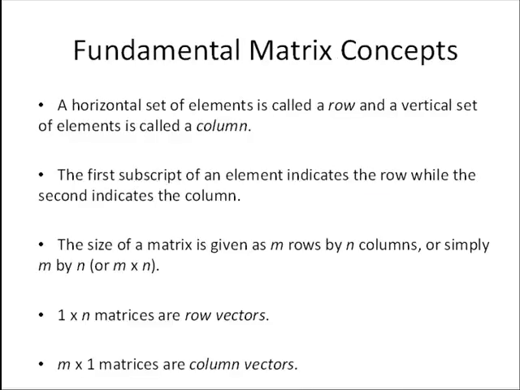Some fundamental matrix terms. A horizontal set of elements is a row. A vertical set of elements is called a column. The first subscript of an element indicates the row, while the second indicates the column, just like we just said with element A2,3. The size of a matrix is given as m rows by n columns, or simply m by n. A 1 by n matrix is a row vector, and an m by 1 matrix would be a column vector.